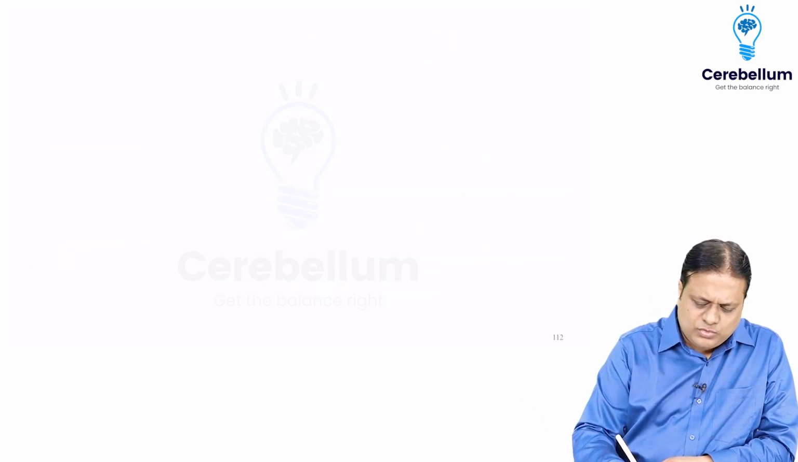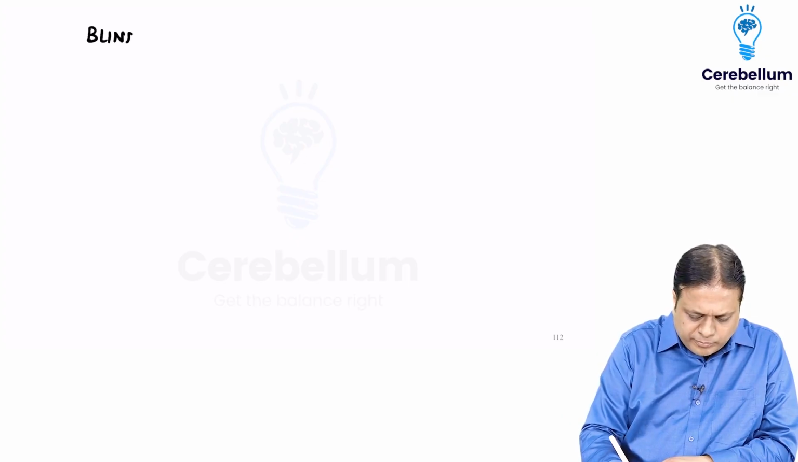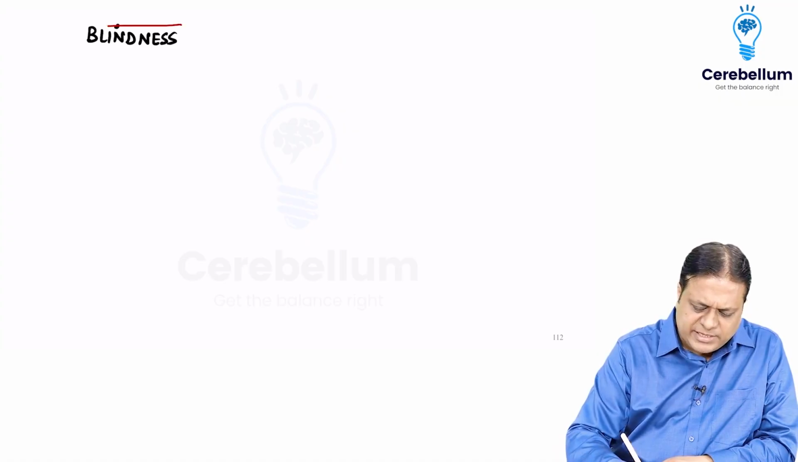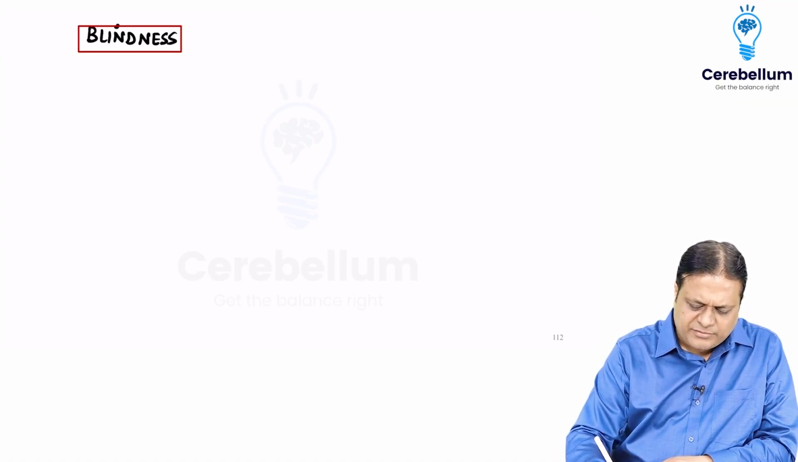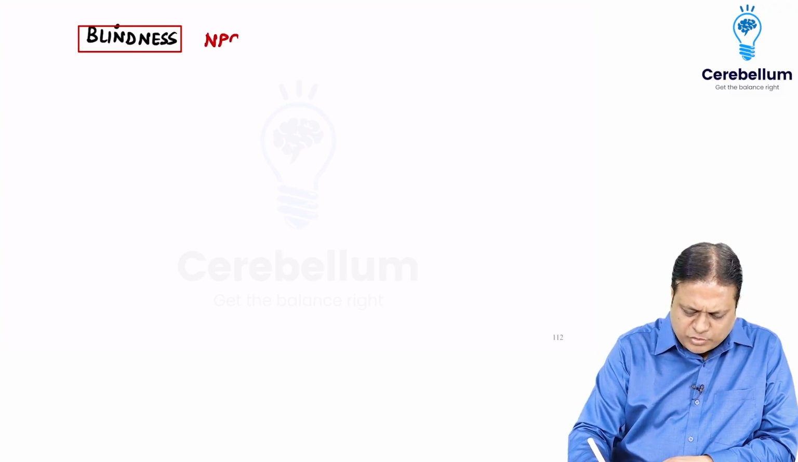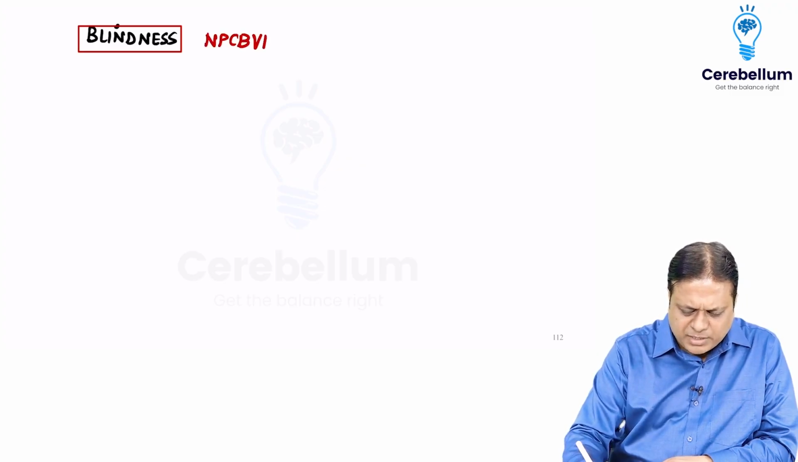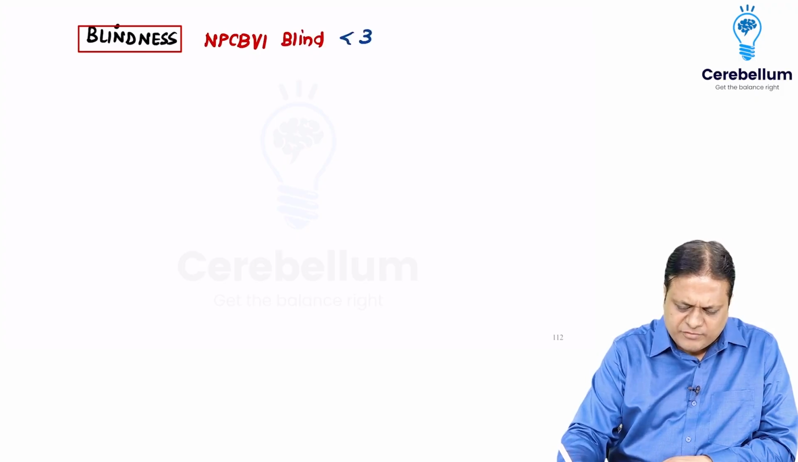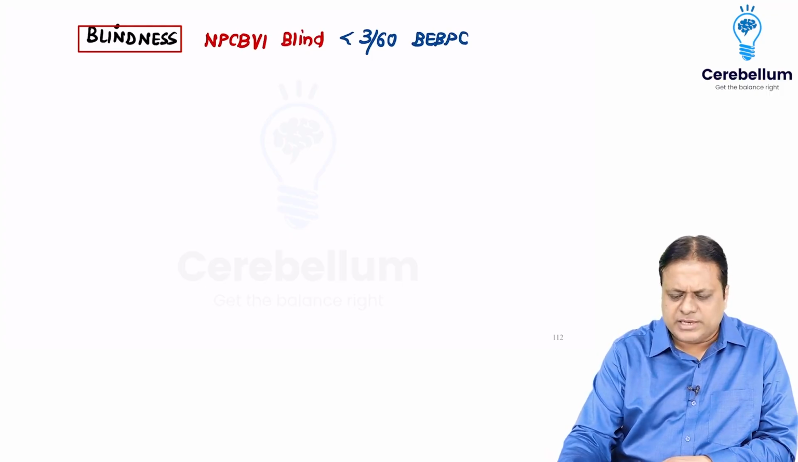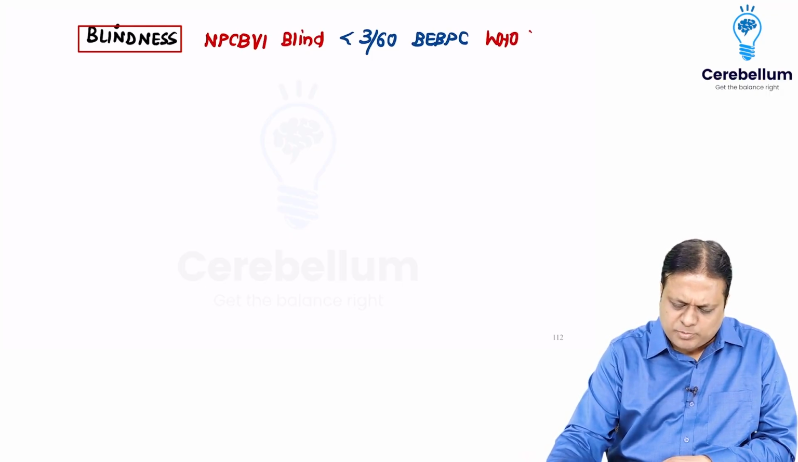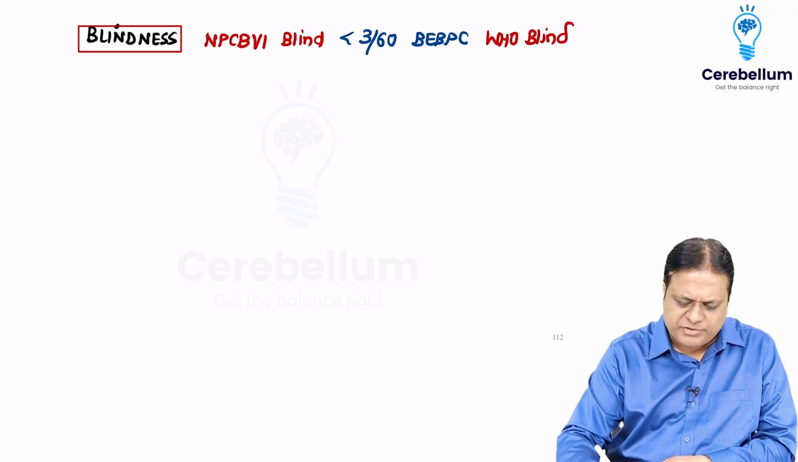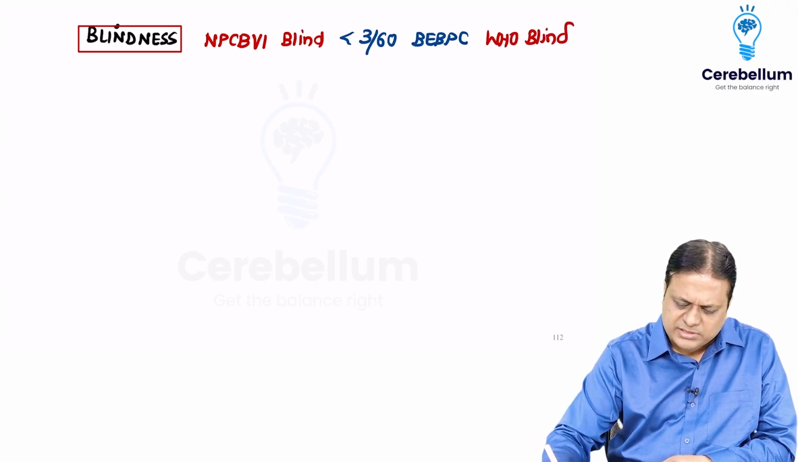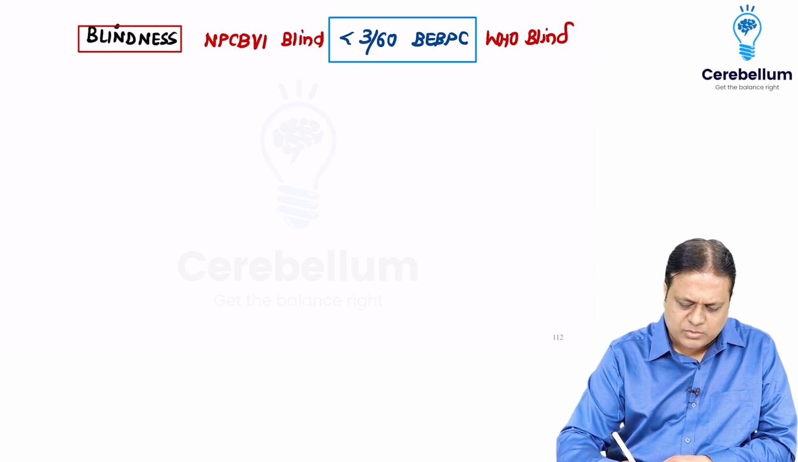We move to blindness. When we look at blindness as a disease, we have the National Program for Control of Blindness and Visual Impairment definition in India as any person having visual acuity less than 3/60 in the better eye, with best possible correction. Even WHO blindness has the same definition. So both these have the same definitions now.